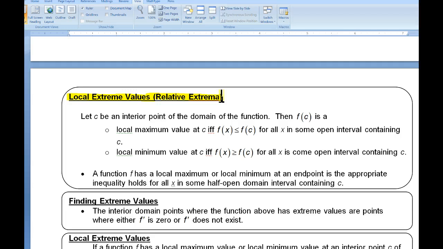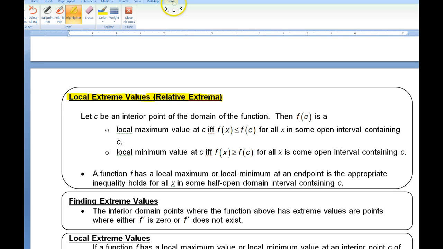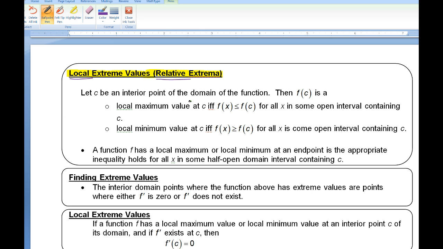Local. So just be aware on the AP exam they may refer to it as local or relative. So that's why you just need to know both terms. So local or relative.